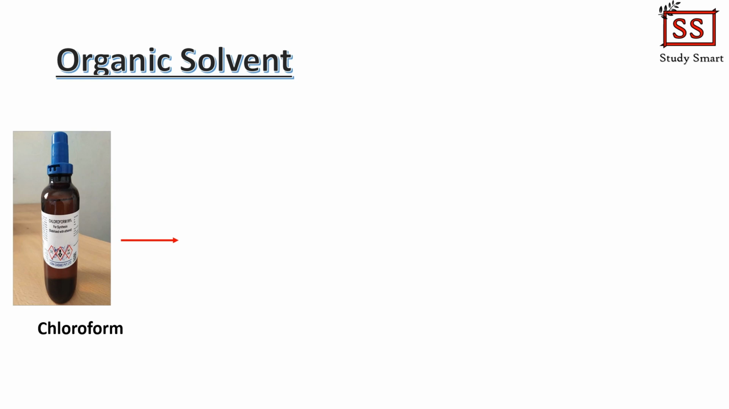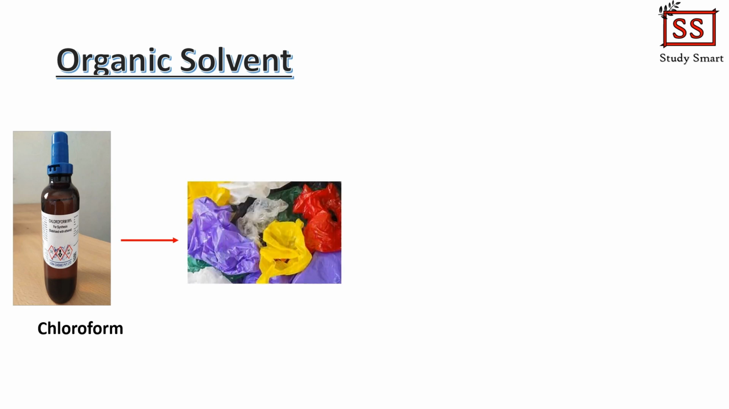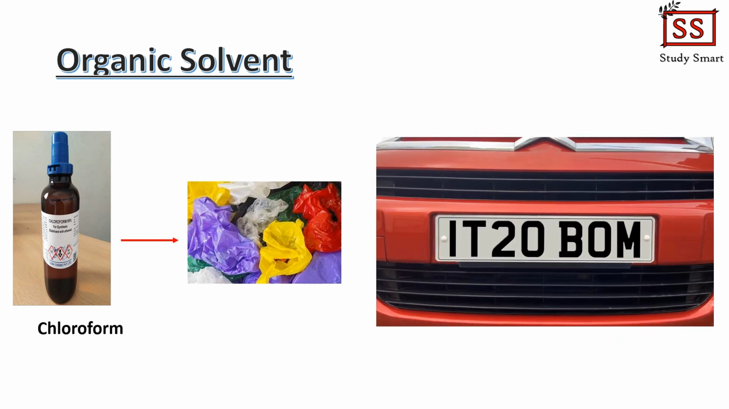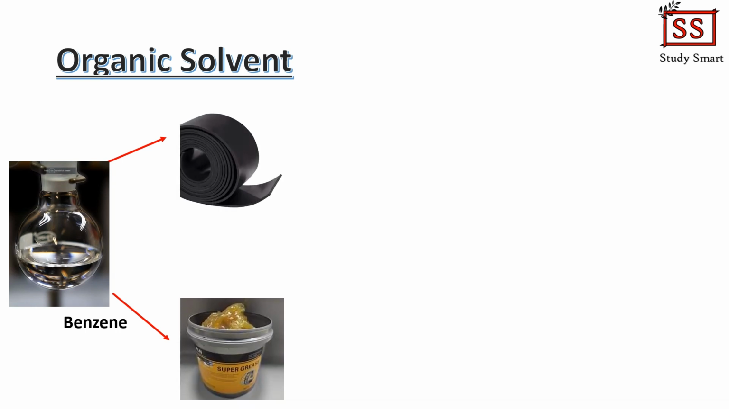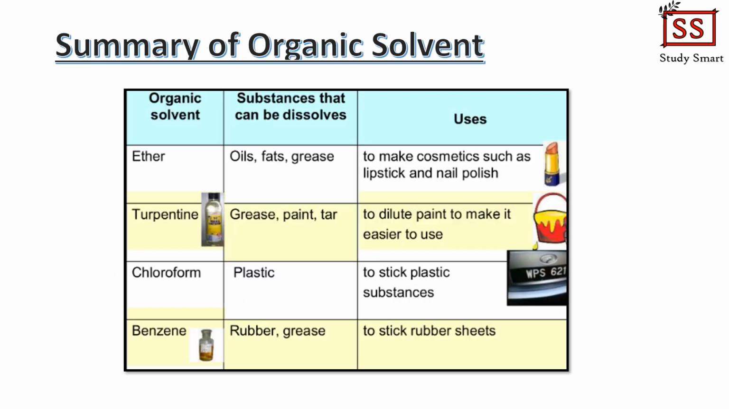Next, we have chloroform. Chloroform can dissolve plastics. They used to stick plastic substances. The last organic solvent that we have is benzene. Benzene can dissolve rubber and also grease. They are used to stick rubber sheets. In summary, we have organic solvent that can come handy for dissolved substances that water cannot dissolve. Those organic solvents are ether, turpentine, chloroform and benzene.